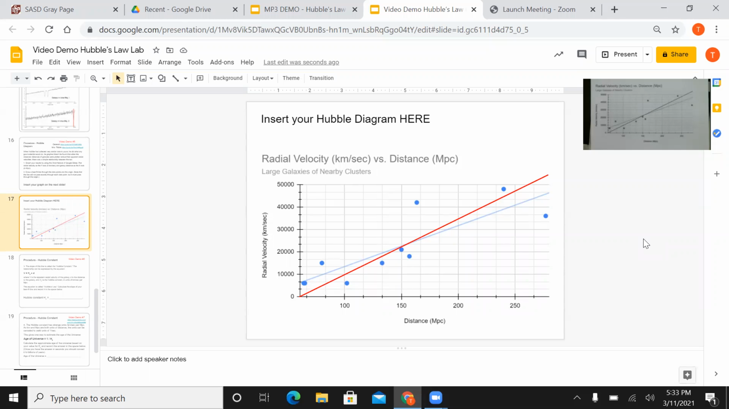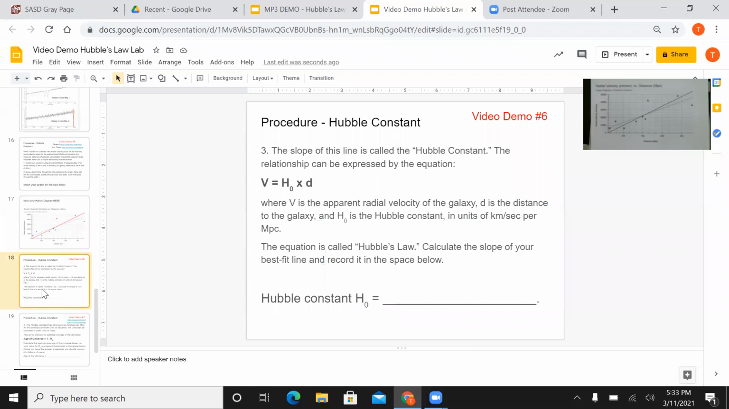Congratulations, you have your graph made. So now it is time to calculate the Hubble constant. In order to calculate the Hubble constant, we just need to determine the slope of our best fit line. So we're going to calculate the slope of the best fit line.